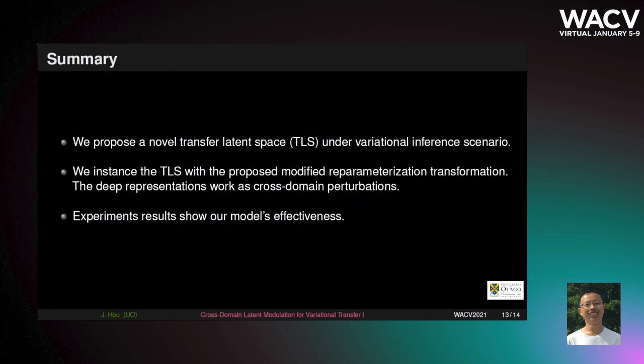So, in our paper, first, we propose a novel transfer latent space under the variational inference scenario. Then, we introduce the TLS with the proposed modified reparameterization. The deep representations work as cross-domain perturbations. Finally, experiment results show that our model is effective.